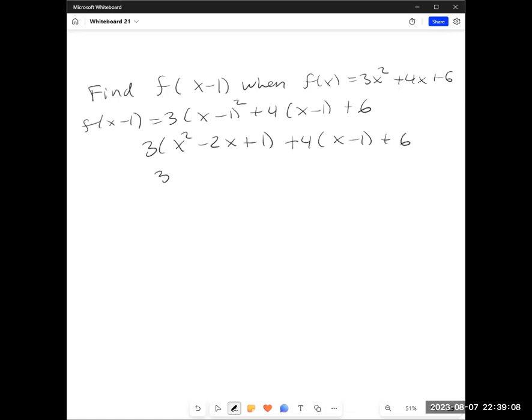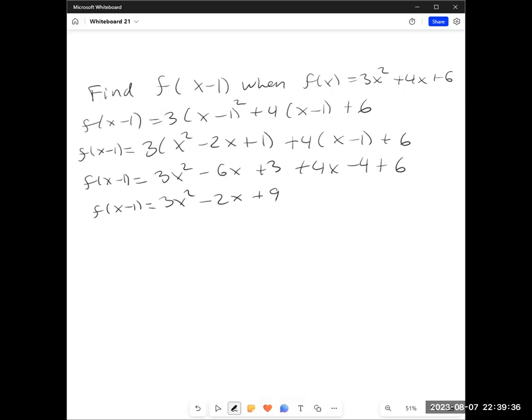And we're going to distribute now. And then we're going to add our like terms. Like that. And this is what f of x minus 1 is equal to. Let's try one more example of that.